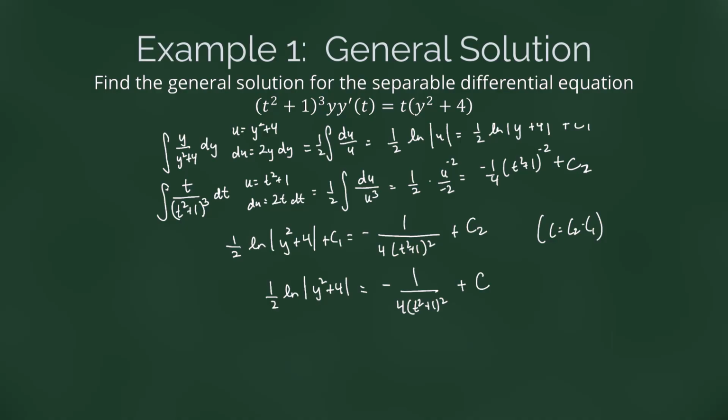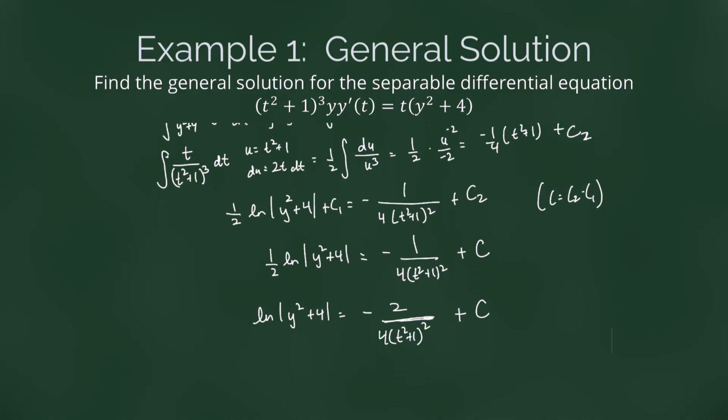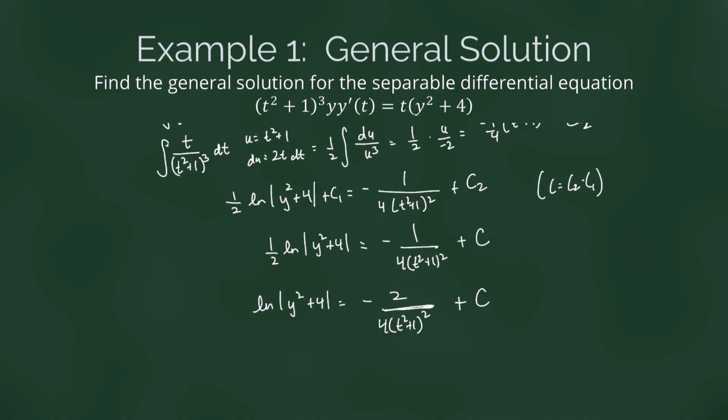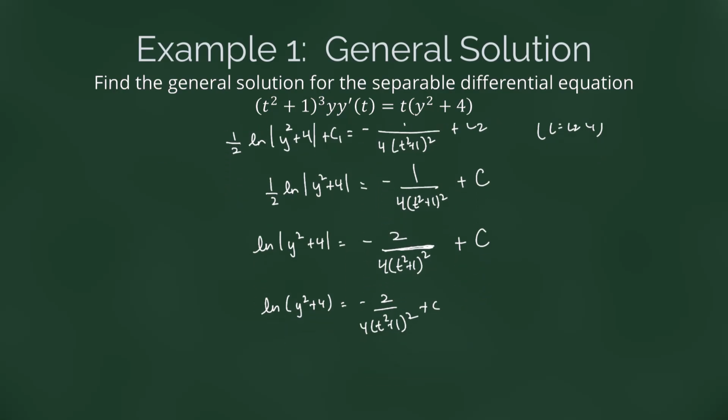Now I'm going to multiply everything by 2, so we get the natural log of the absolute value of y squared plus 4 is equal to negative 2 over 4 times t squared plus 1 squared. I don't need to worry about multiplying the c term by 2 because 2c is just another new constant, so we'll just keep our constant there. Notice that y squared plus 4 is always positive, so I don't need the absolute value on the left-hand side. So we have the natural log of y squared plus 4 is negative 2 over 4 times t squared plus 1 squared plus c.